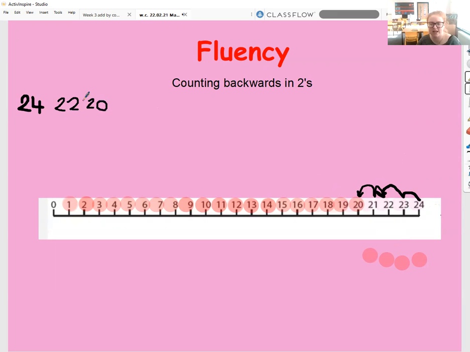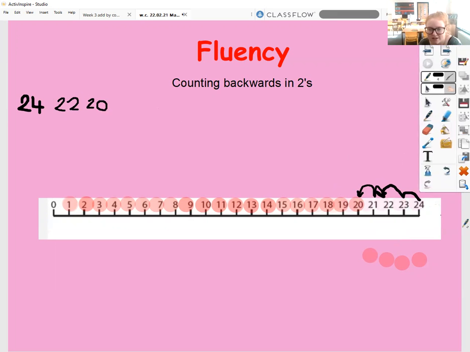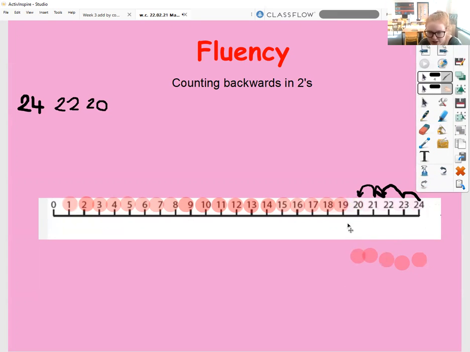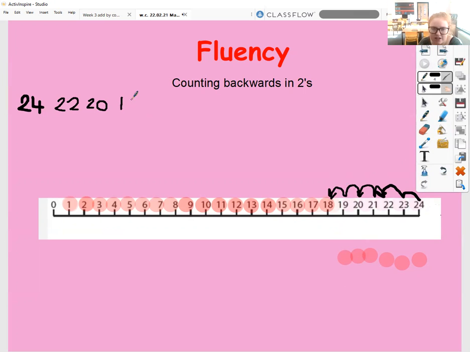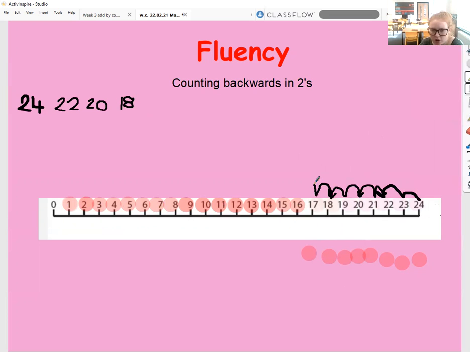What do I want to do next? I want to carry on counting backwards in twos. I need to take away 2 more counters, 1, 2, and I need to take back 2 spaces. So 1, 2. My remaining part is 18. I've got 18 counters left. Brilliant. So we're going to take away 2 more because we're counting backwards in twos. 1, 2. And we're going to move back 2 places. 1, 2. How many counters have I got left now? My remaining part is 16.